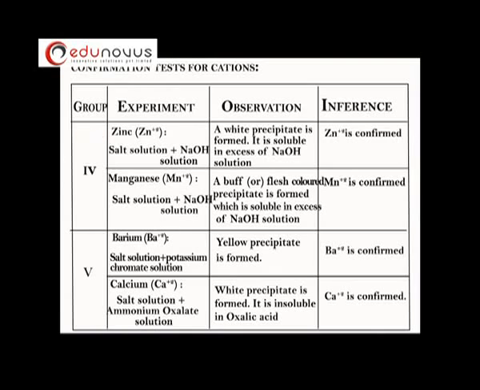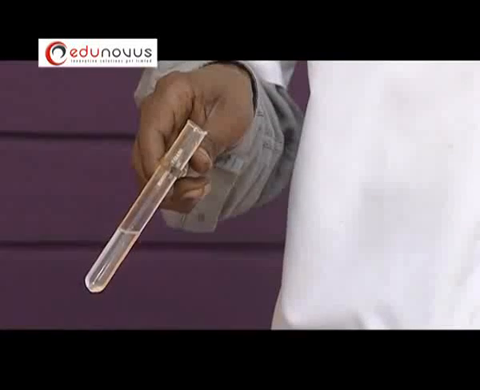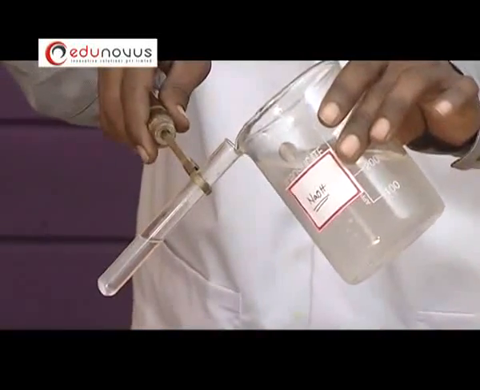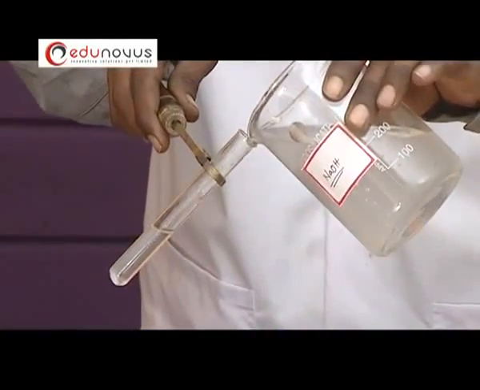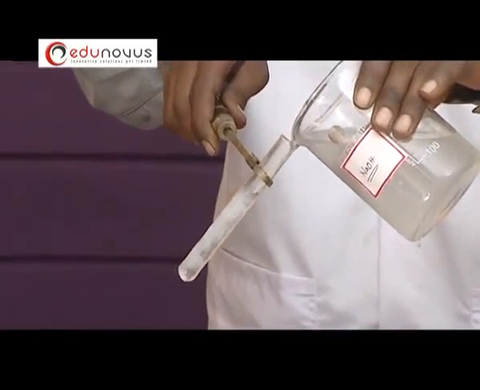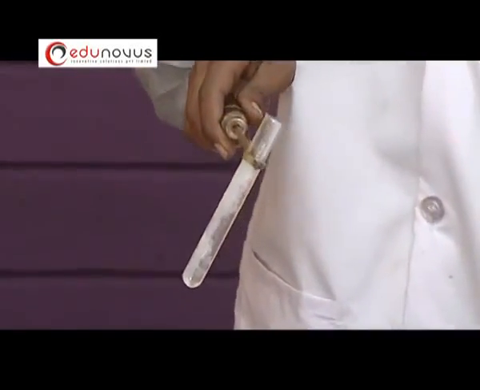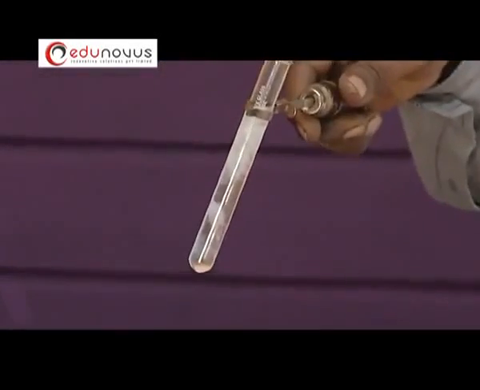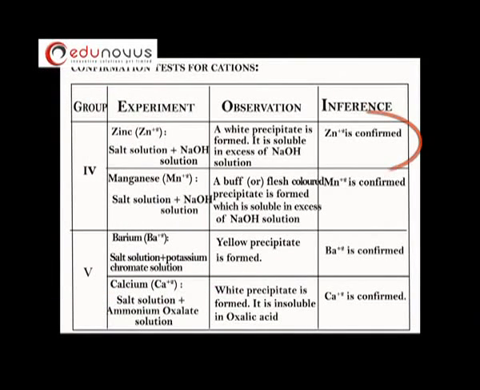We perform the confirmation test for zinc cation. Salt solution plus sodium hydroxide solution. To the original salt solution, we add sodium hydroxide solution. We observe that a white precipitate is formed. Now, when we add excess of sodium hydroxide solution to the test tube, we observe that the precipitate is soluble. This confirms the presence of zinc cation in the given salt.